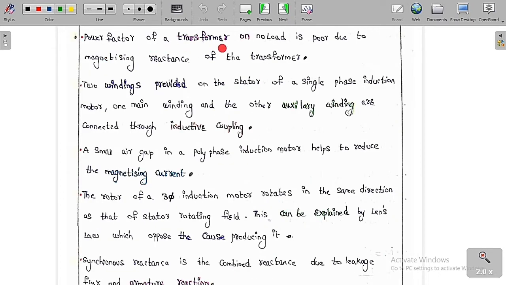The power factor of a transformer on no load is poor because the magnetizing reactance current is very high. I have already told you the power factor of a transformer on no load condition is very, very poor. Because of that, I_M, or I_mu, is much greater than I_C. Because of this, the power factor angle is very high, so the power factor is less. Therefore, simply we can say that the power factor of a transformer on no load condition is poor due to the magnetizing reactance of the transformer.